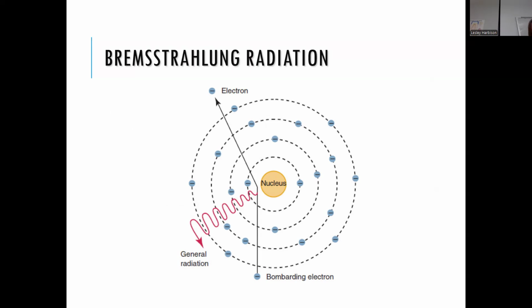We have to go back down to that size again and think about what the electrons are actually doing when they come in contact with a tungsten atom. The electrons that are flying across that little gap from the cathode to the anode are called the bombarding electrons. We call them that because what are they going to do? They're going to bombard the tungsten target.